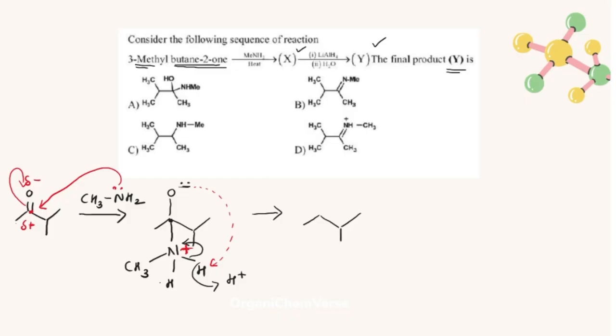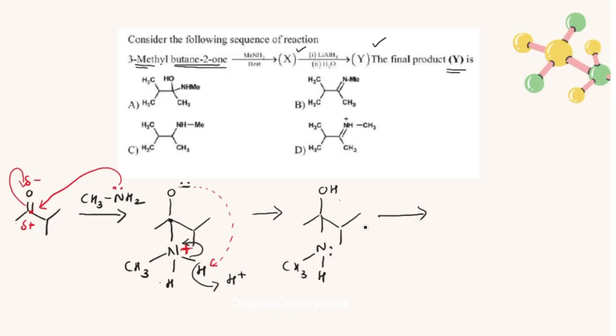Now, how do we write the next structure? Look at this. Don't forget about the methyl over here. Then there is an OH. And what about here? We have 1, 2, 3 bonds. There is a methyl and then there is a hydrogen, right? Like this. And nitrogen got back its lone pair of electrons.